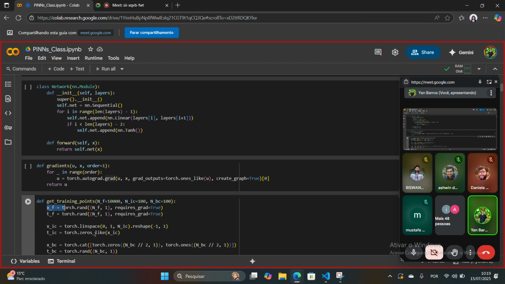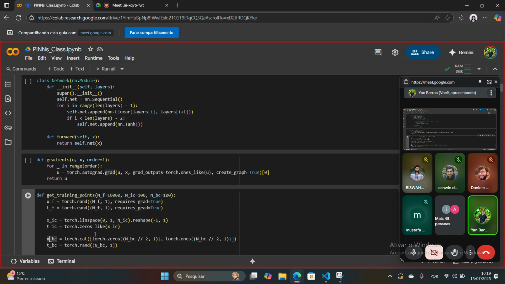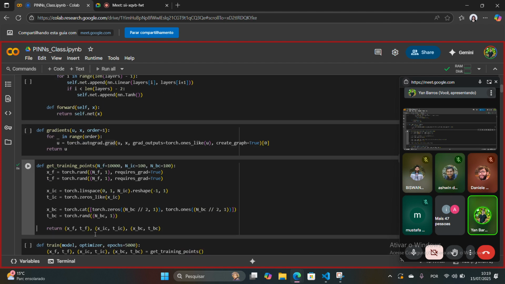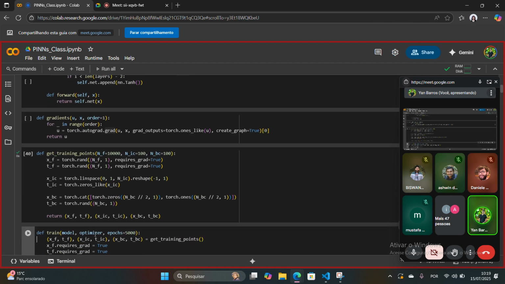Here we calculate the x and the t values. We set initial points for x and t, and do the same thing for the boundary conditions. So we are just obeying the conditions we set in the beginning, and we generate the collocation points here, as we said before. Then we use this for training.